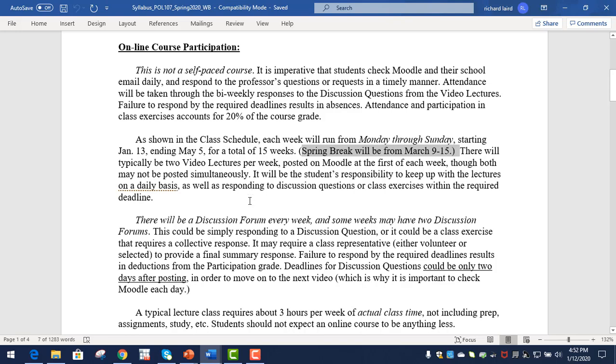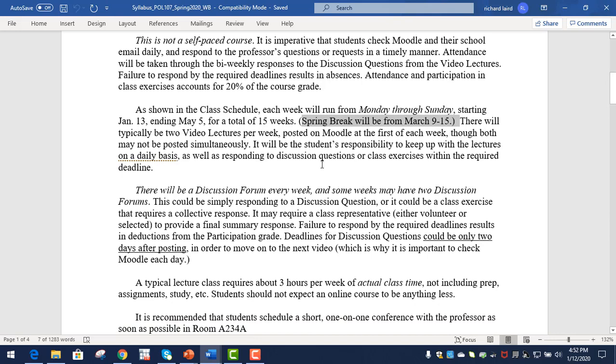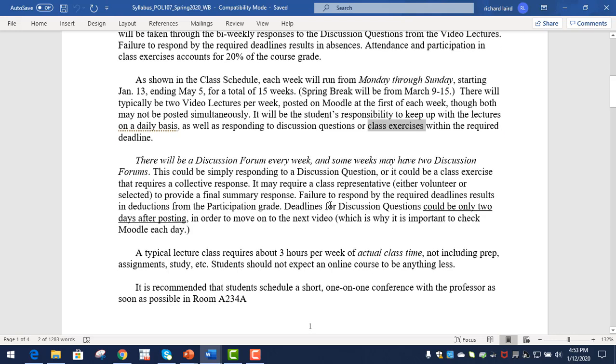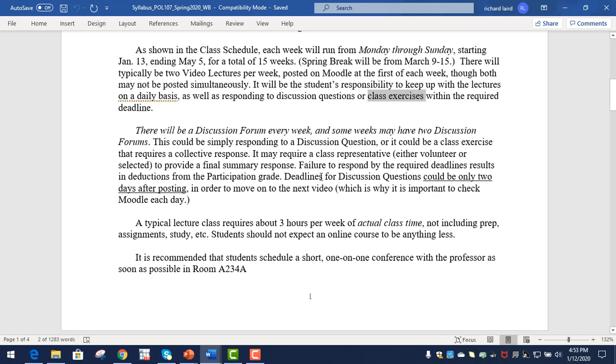And so it's going to be your responsibility to keep up with these lectures, checking Moodle on a daily basis, responding to any discussion questions or any required class exercises within the required deadline for that particular week of activity. So there will be a discussion forum every week, and in some cases I may actually have 2 discussion forums in a week.